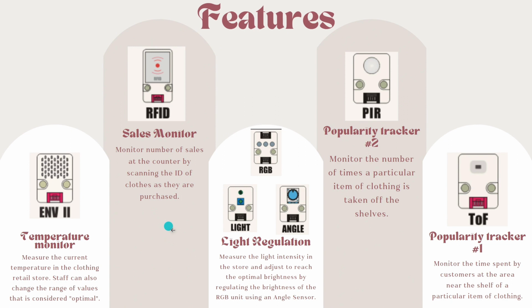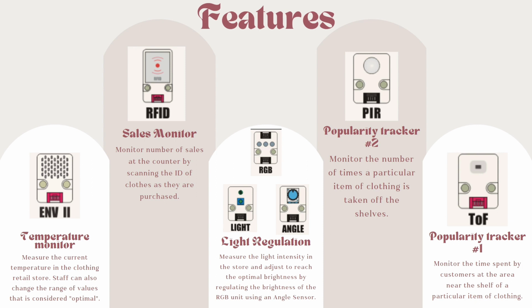Now for the features. First, we have the temperature monitor, which uses the ENV sensor to measure the current temperature in the clothing retail store. The staff can also change the range of values that is considered optimal by using the 3 buttons on the M5Stack. Secondly, we have the sales monitor, which uses the RFID sensor to monitor the number of sales at the counter by scanning the RFID tag of each clothing item as they are being purchased.